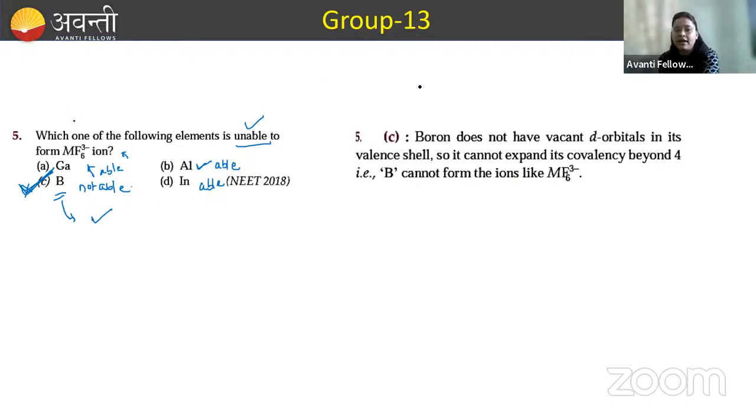All are having vacant d orbitals, that's why they can expand their coordination number, but boron doesn't contain any vacant d orbital, and that's why it cannot expand its coordination number, and that's why it cannot form such type of ion. Okay, right, everyone.